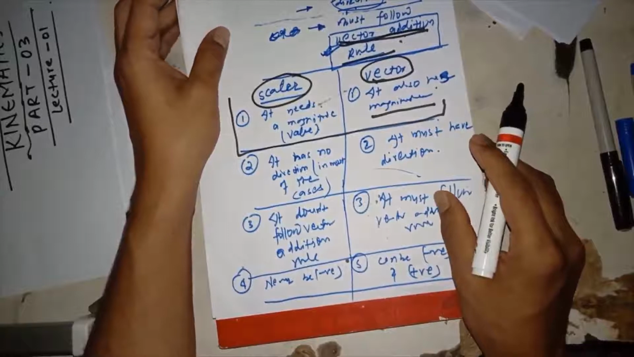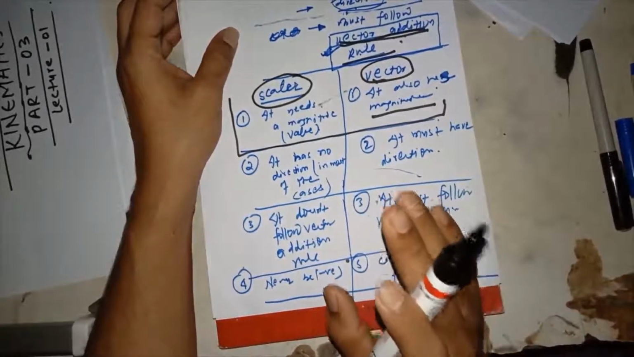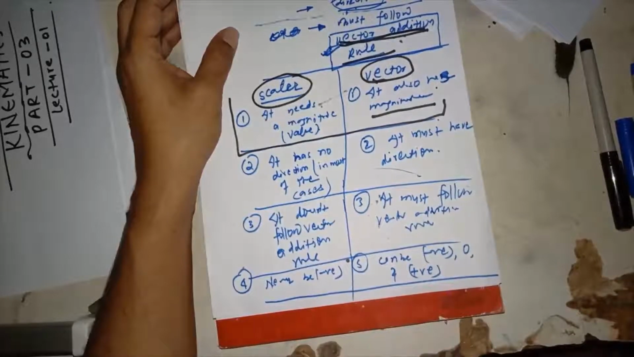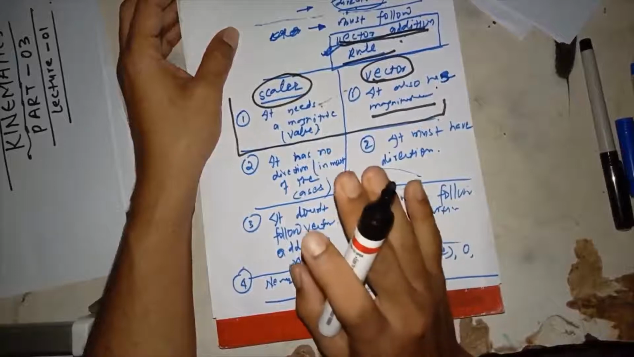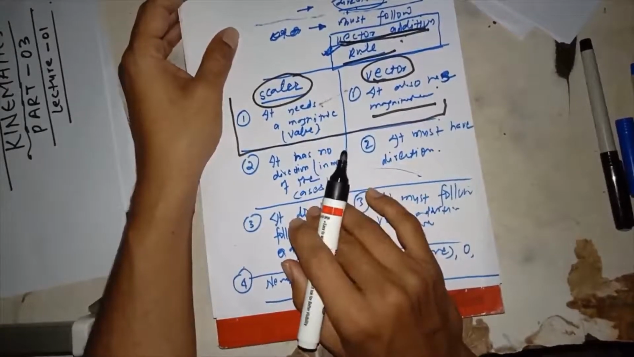But force is a vector quantity. Why? Because if I push a body, its effect is in a particular direction. If I push a body in the east direction, it goes in the east direction. If I push a body in the north direction, it goes in the north direction only. Have you got my point?